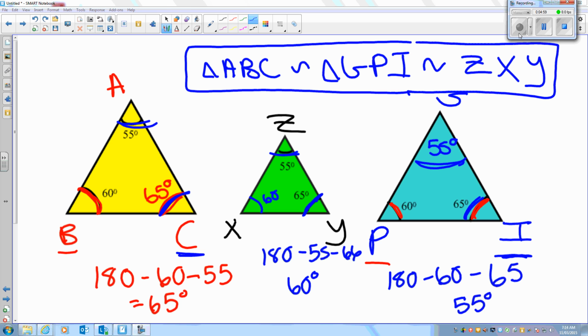So we've now made a statement where all three triangles are similar. Triangle ABC is similar to triangle GPI, which is similar to triangle ZXY. And the reason why they're similar, because at least two of their angles are equal, which really means all three angles are equal, because you can do the 180 minus 2 angles to find that third angle in a triangle.